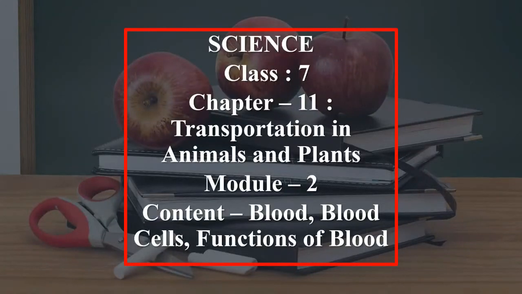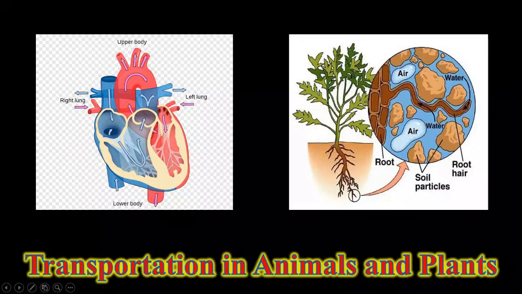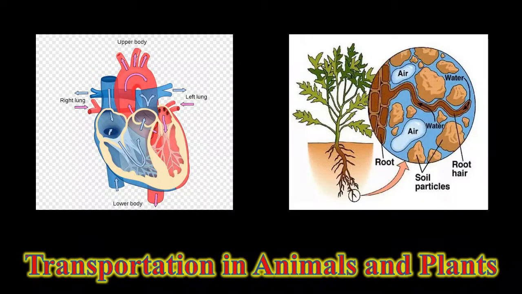Good morning students. Welcome to the second video of Science Class 7, Chapter 11, Transportation in Animals and Plants. In the first video of this chapter we discussed the heart, the functioning of the heart, and heartbeat. In today's video we are going to understand about the blood. So let us begin the video.